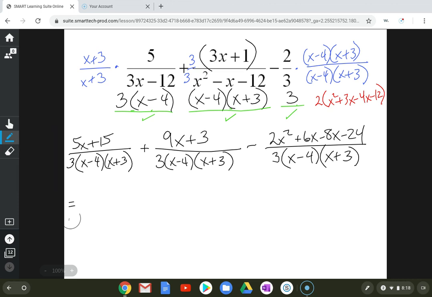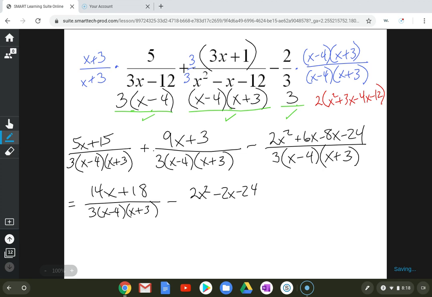So maybe we just combine these first two terms first. So we have 5x plus 9x is 14x. 15 plus 3 is 18 over our LCD, minus, and I'm going to combine terms in here. We have 2x squared minus 2x minus 24 over our LCD.